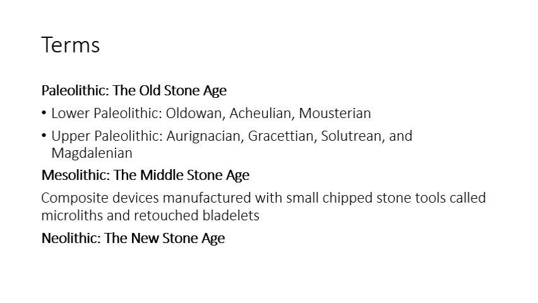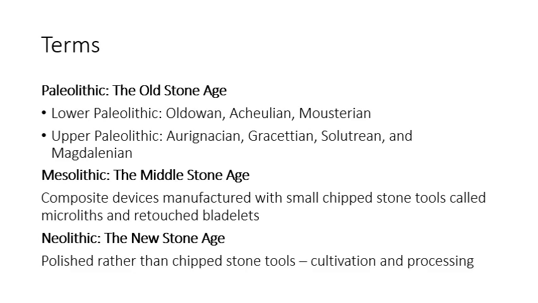The Neolithic refers to the New Stone Age, and it's primarily associated with the invention of agriculture. So Neolithic tools were invented to facilitate harvesting crops, for example. So we're seeing polished rather than chipped stone tools. And like I said, this is ultimately for the purpose of cultivation and processing the foods that we're cultivating. Let's move on to the next slide.